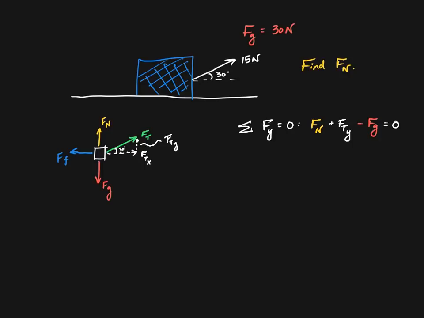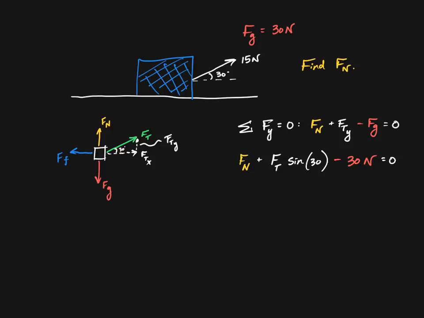Now I want to extend this equation out a little bit. We don't know Fn, that's what we're trying to find. Fty, if we extend that out, that is going to be Ft, and just using our trig, we're going to be using the sine function. Okay, so this is going to be sine of 30, and then this is going to be minus 30 newtons, because we know that the weight of that box is 30 newtons.